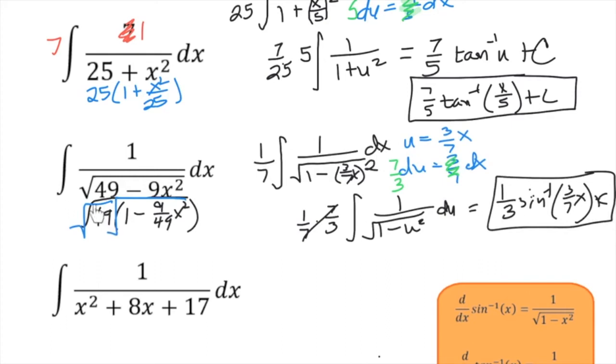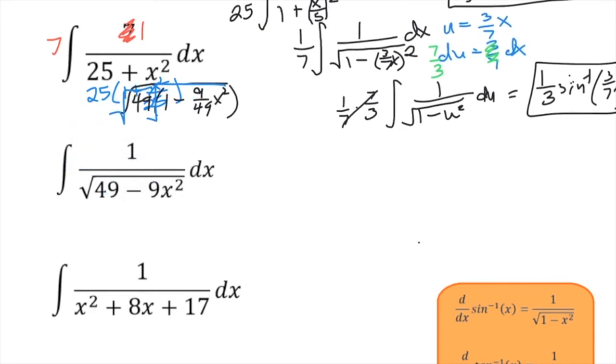Probably the part that trips people up the most on this one, and you just have to be careful, is right here with the fact that we factored out the 49, and then we could take the square root of 49 to be 7. Because remember, it's in the denominator, so it's like pulling a 1/7 out front. And then, again, just straight substitution after that. Okay? All right, let's finish this one up.